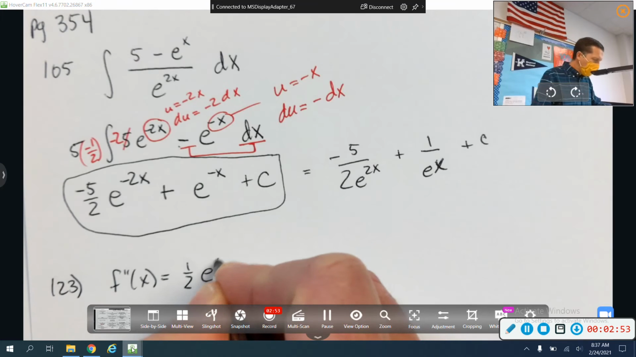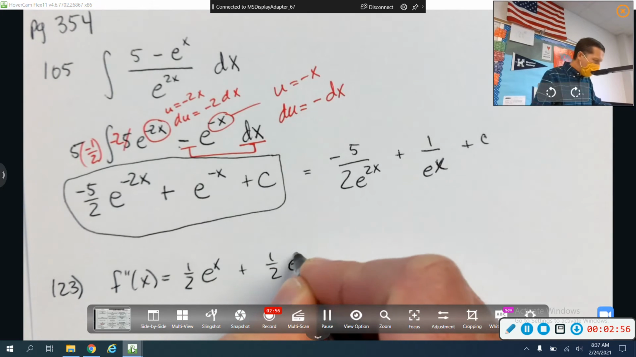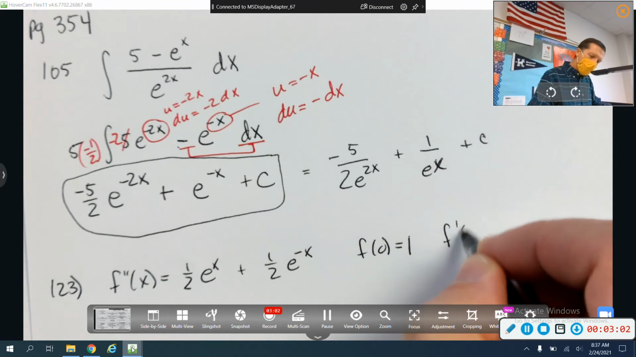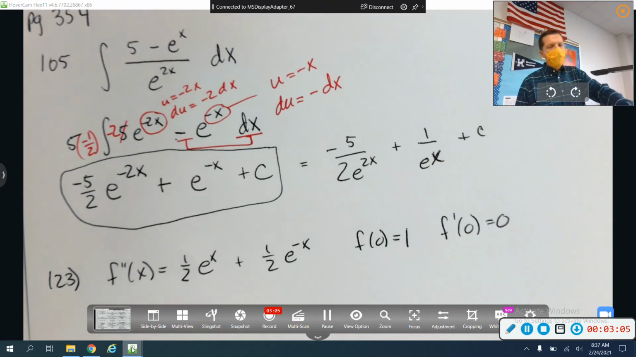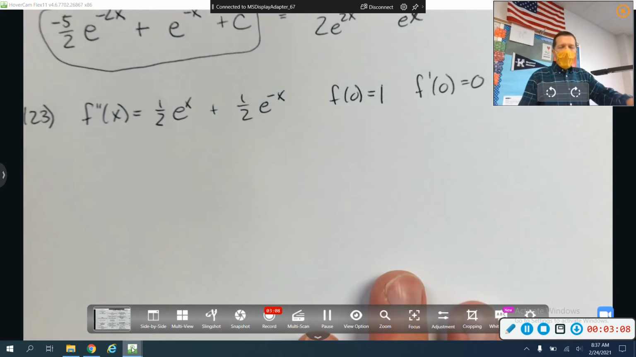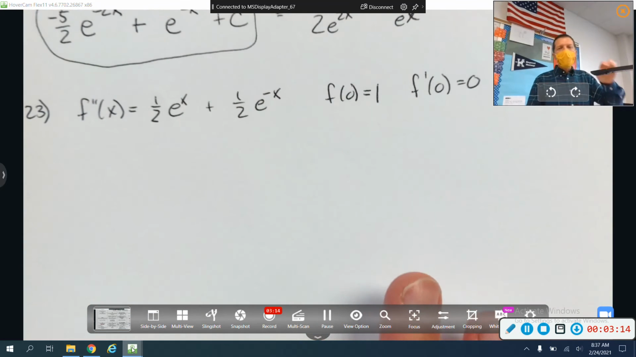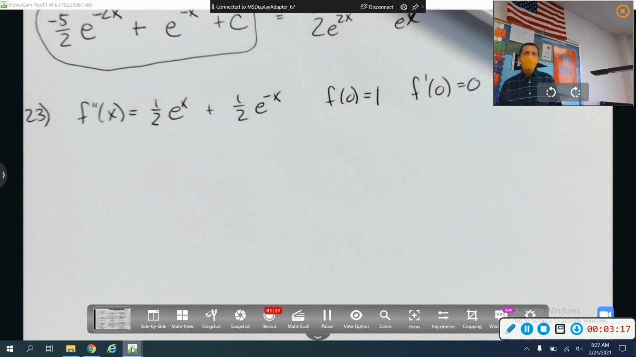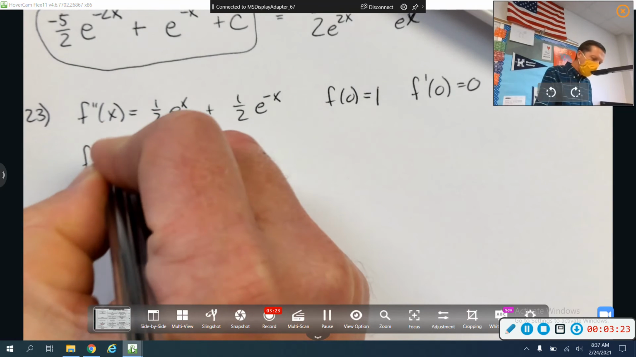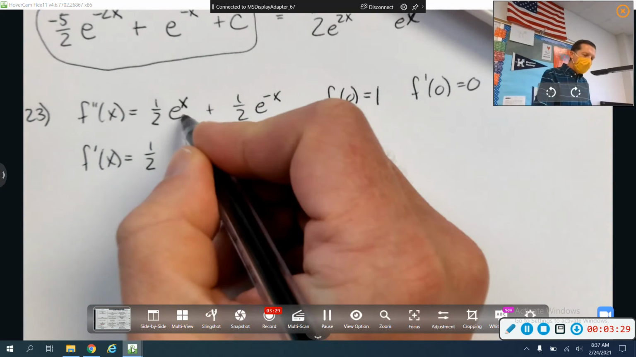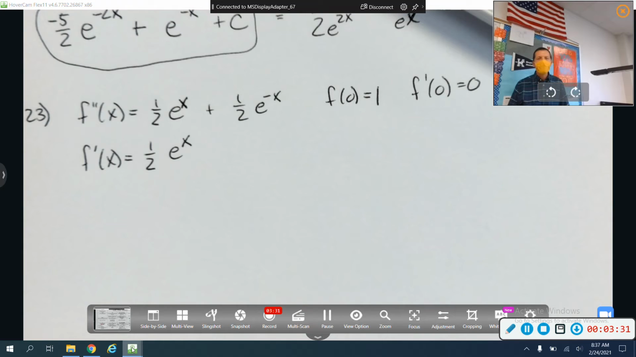I'm going to go ahead and distribute that 1/2. So I've got the second derivative. This is the one where I want to back up twice and get back to the original function. So backing up once, well, the 1/2 just hanging around there. The antiderivative of e to the x is just e to the x, so that's as easy as it gets for that piece of it.